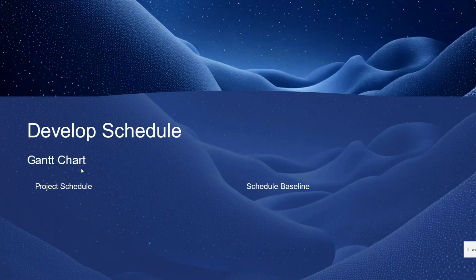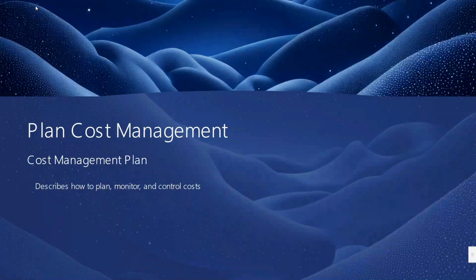Here we have the key outputs for develop schedule. Number one, the project schedule, then the schedule baseline. The project schedule is a comprehensive timeline showing the tasks, duration, and milestones of the project. Then the schedule baseline is the approved version of the project schedule.